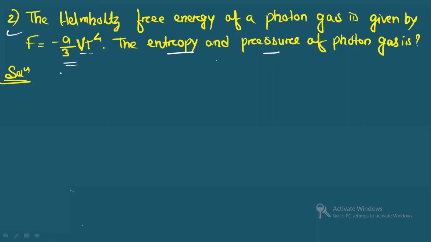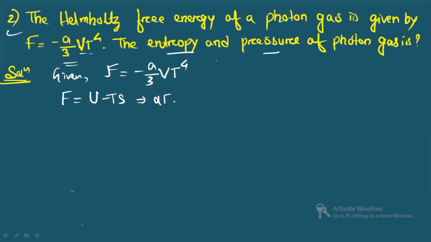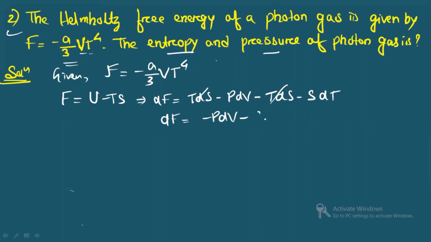So it's very simple. You have Helmholtz free energy F equals minus A by 3 V T to the power 4. We already know the Helmholtz free energy is given by F equals U minus TS. So when you do the differentiation, you can write dF. dU can be written as TdS minus PdV, and TS on differentiation can be written as T dS plus S dT. So this will get cancelled, and we can write dF equals minus PdV minus S dT.